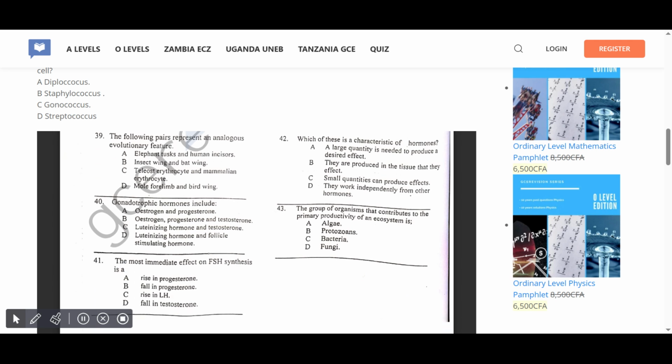Question 41. The most immediate effect on FSH, follicle stimulating hormone, synthesis is. The answer is B. Fall in progesterone.